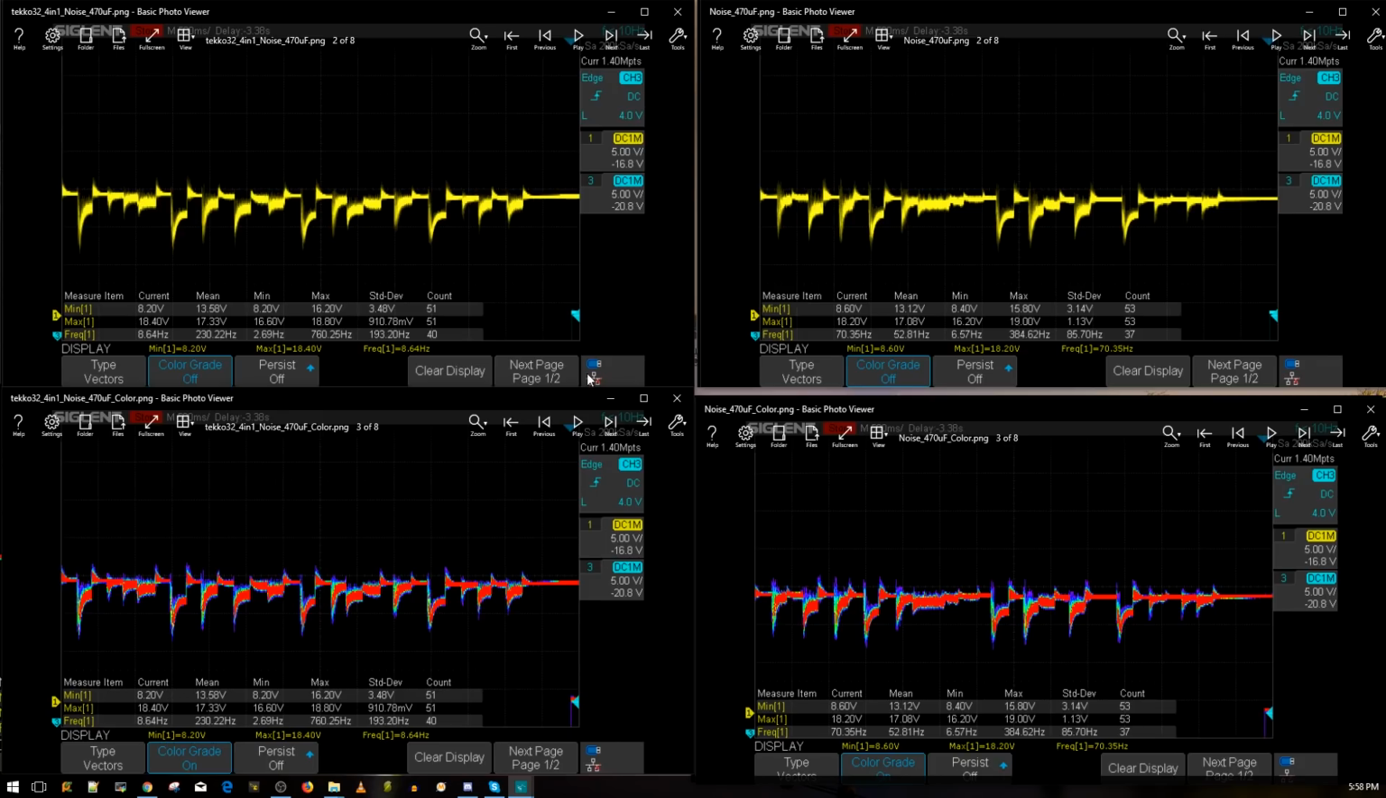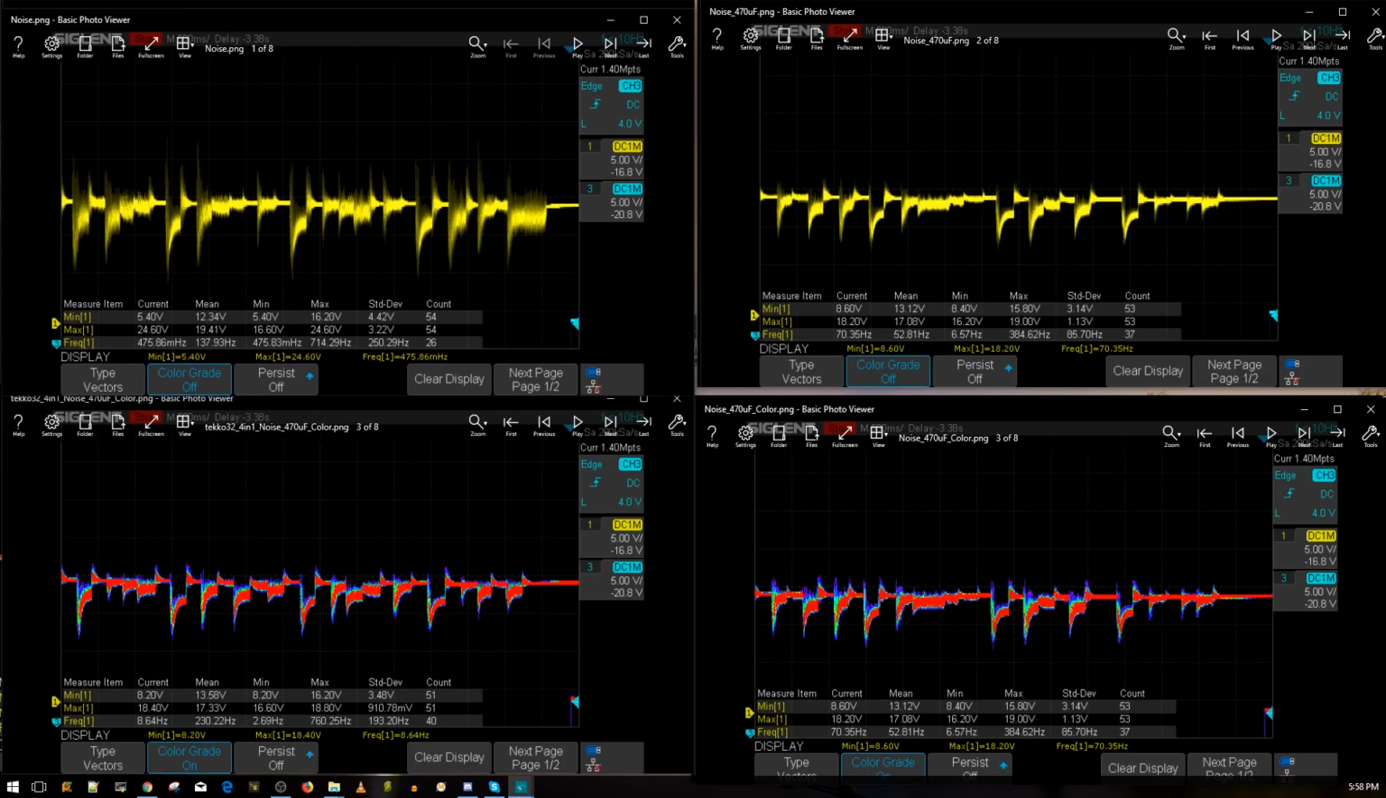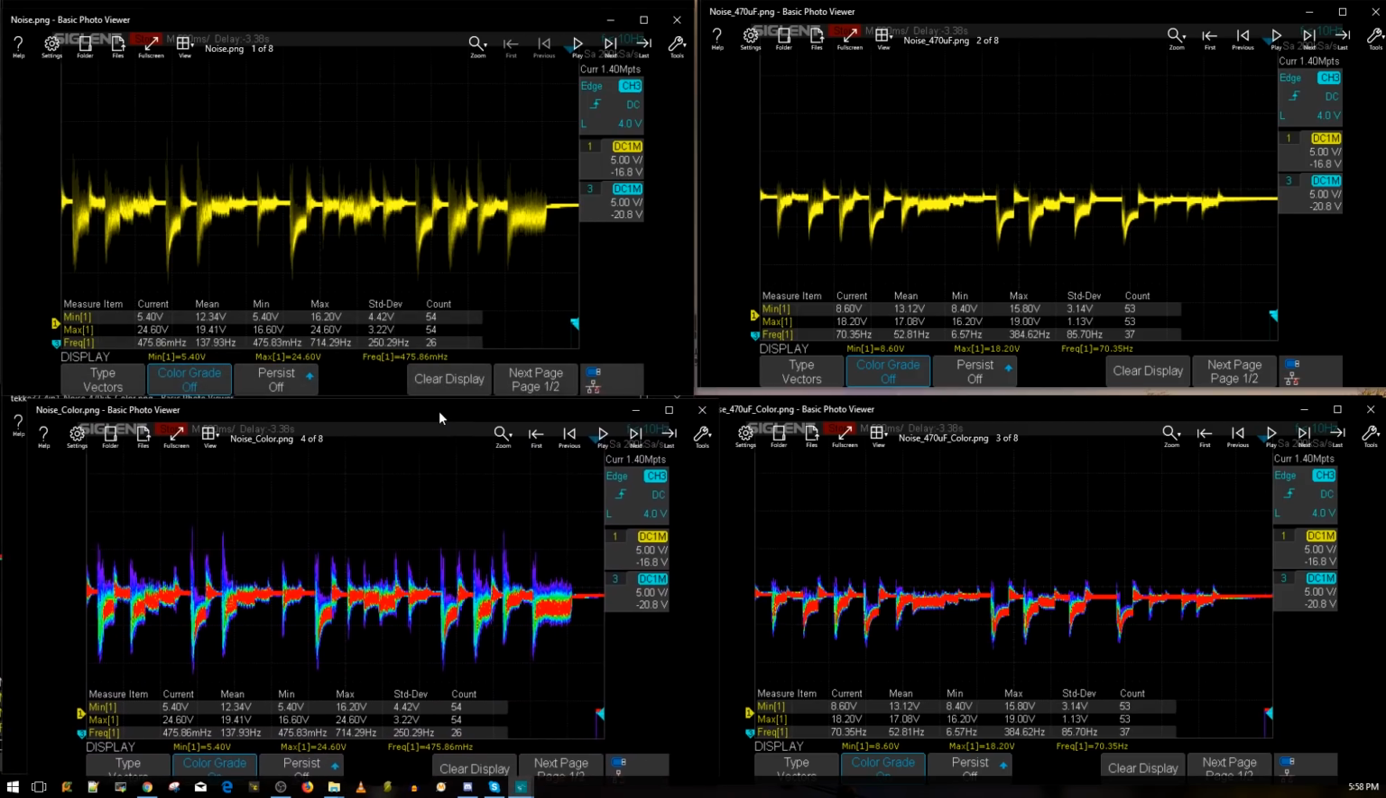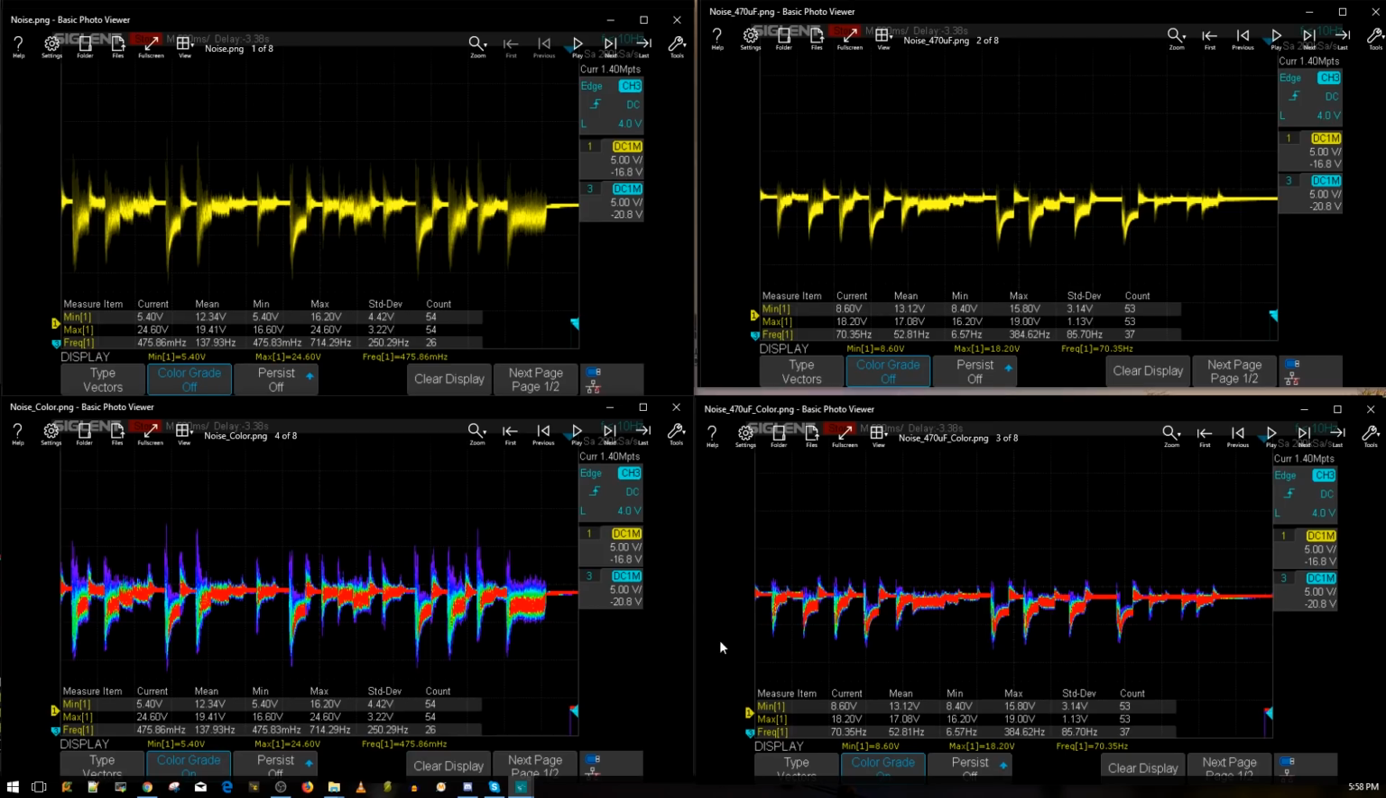So let's take a look now at the Dalrc engine's noise without a 470 microfarad low ESR capacitor compared to the 470 microfarad low ESR capacitor noise. So now we're looking just at the Dalrc engine. Let me just prepare everything. All right, so let's take a look at this. Now this is all the Dalrc engine. On the left side, we have no 470 capacitor. On the right side, we have the cap installed.